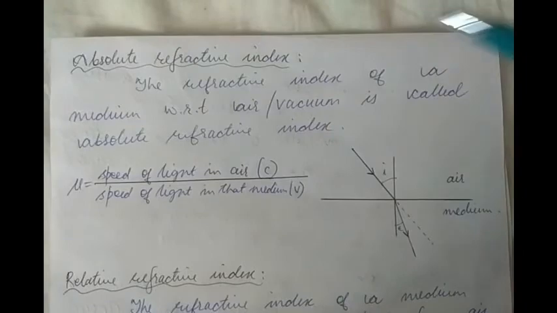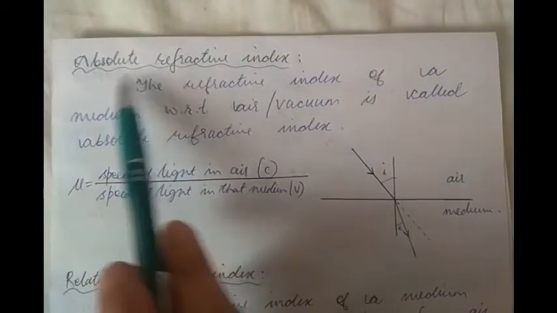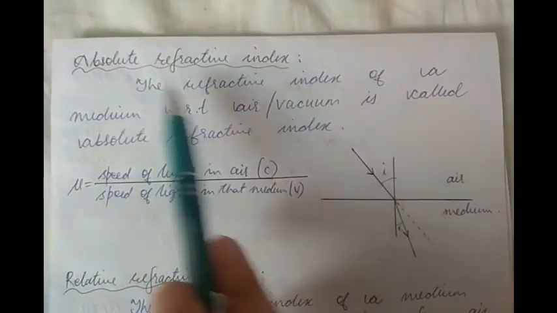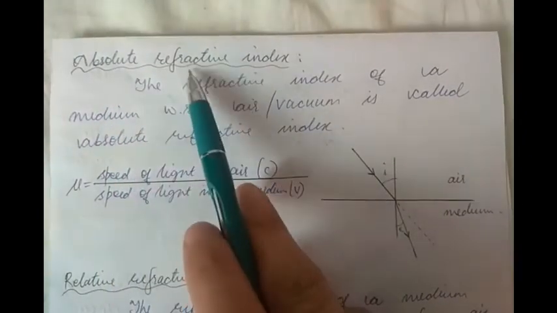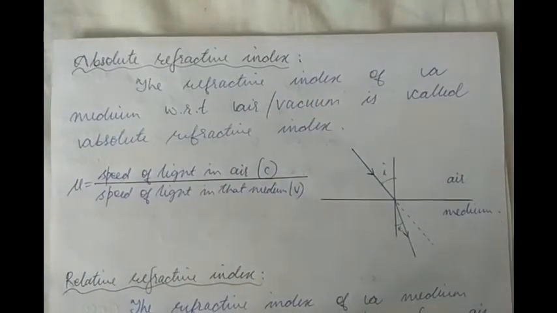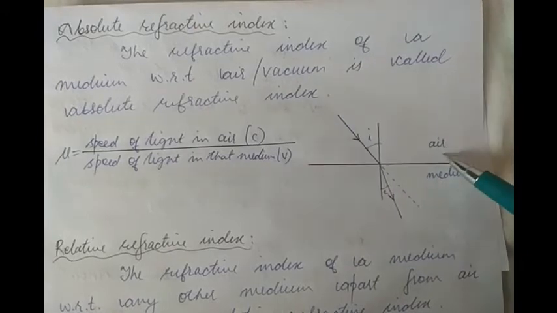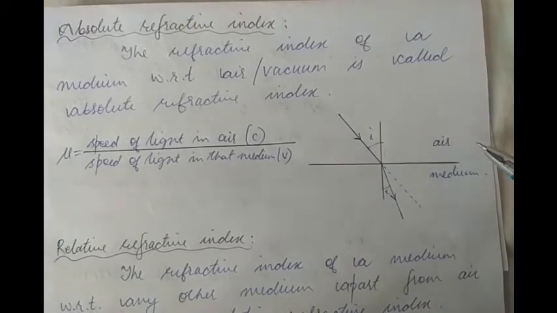Let us now look at this terminology for refractive index, which is absolute refractive index. This absolute refractive index is also simply referred to as refractive index. Wherever you see refractive index written in your book, you need to understand it means absolute refractive index. Now what is this absolute refractive index? Absolute refractive index is the case when the first medium is always air or vacuum. We are considering air or vacuum to be the same here.